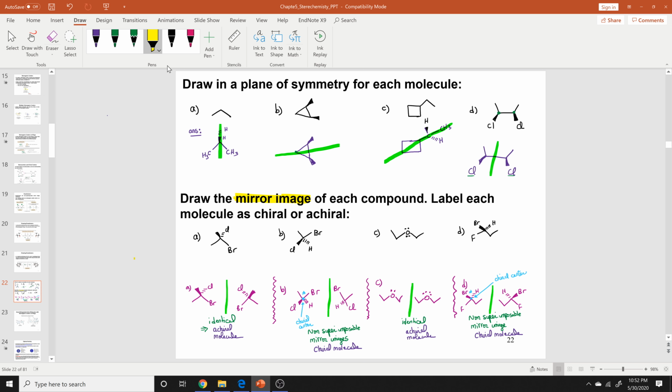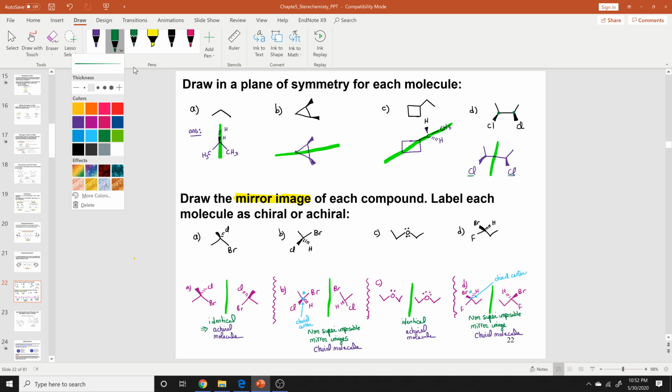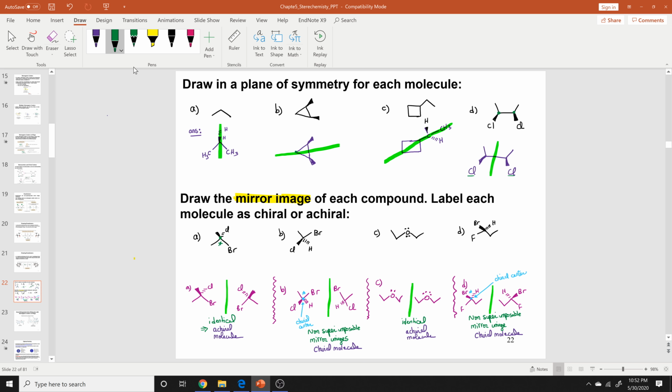Let's have an example. Draw the mirror image of each molecule, and label the molecule as chiral or achiral. So you look at the stereogenic center in here. This is going to be our chiral center, and this is going to be our chiral center in there. You represent the chiral center by a small asterisk.